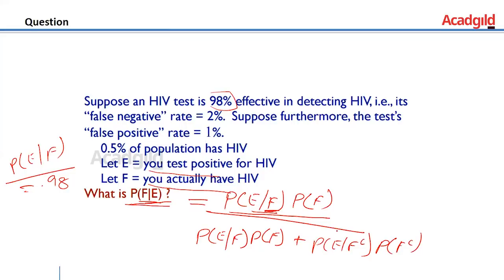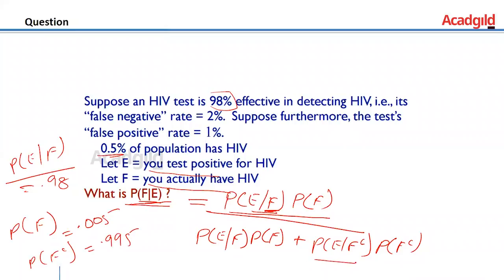Now let's see whether we know each of them or not. P(E given F) we know is 0.98. What's P(F)? What's F? That a person chosen at random actually has HIV. That is this 0.5% of the population, so 0.005. So if P(F) is 0.005, what would be P(F complement)? That will be 1 minus this, or 0.995.